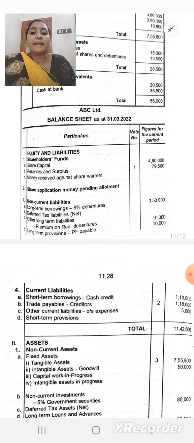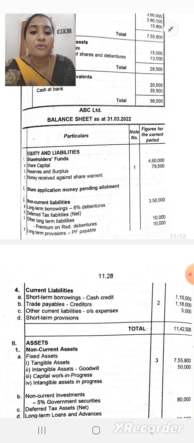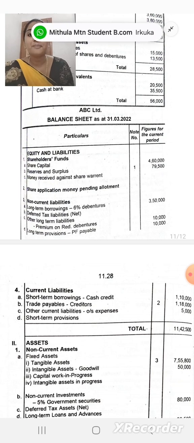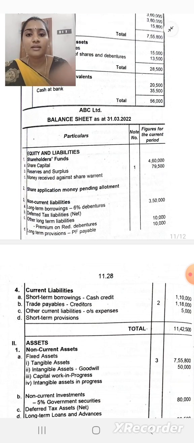Shareholders' fund: share capital, reserve and surplus, money received against share warrant. Share capital total amount is 4,60,000, reserve and surplus 79,500. This 79,500 we have done in the working note, the first working note, that we are entering here. Money received against share warrant need not be entered because there is no amount in the question, so we do not enter it there. So this is the item we have to enter.